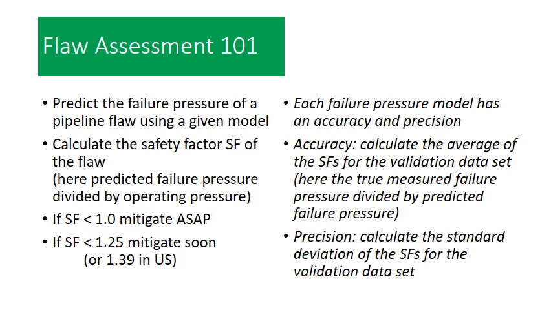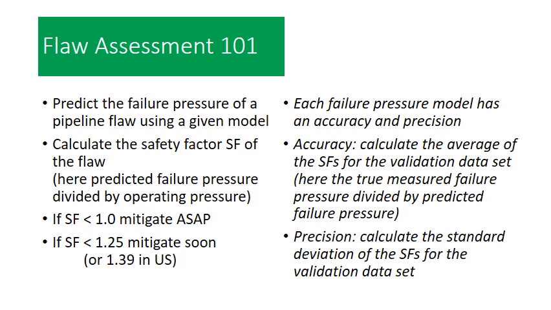Now, what we'll typically do in the integrity world is we'll calculate the safety factor that's on that flaw. And here, when I say safety factor, I mean the predicted failure pressure using whichever model divided by the operating pressure. Now, if we find that the safety factor is below 1, then that basically means that we are predicting that that flaw could fail at the maximum operating pressure. And so we're going to have to come up with a mitigation program ASAP. And that's going to involve either dropping the pressure or doing an emergency dig.